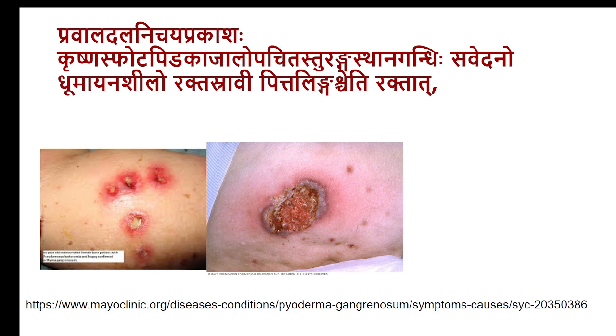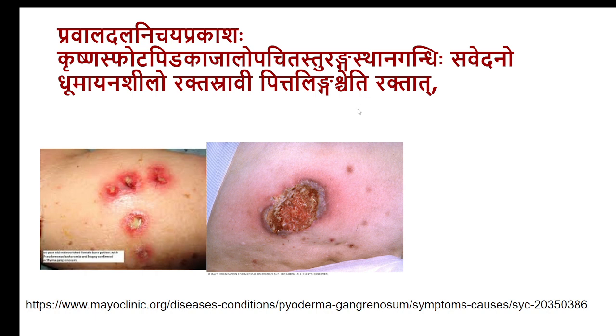Then in the Raktaja Vrana: Pravala Nichaya Prakashaha, Krishna Spota Pidaka Jalopachitaha, Turangasthana Gandhi, Savedanaha, Thumayana Shilaha, Raktastavi, Pitalingasteti Raktata. Now, Raktaja Vrana is where you will have bright reddish colored appearances. The lesions will be bright reddish colored, Pravaladalnichaya, looking like coral. Then there could even be blackish eruptions, blebs. There could be Pitaka Jalopachita, multiple lesions.